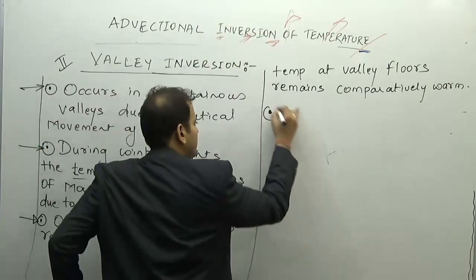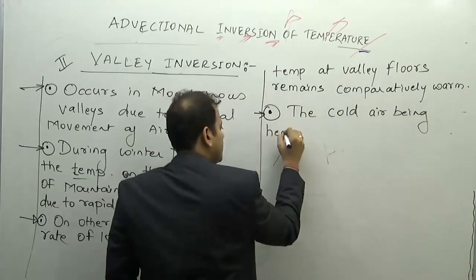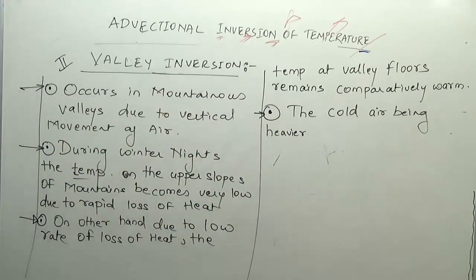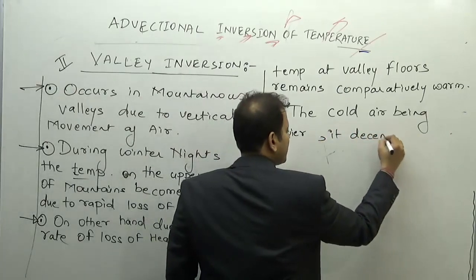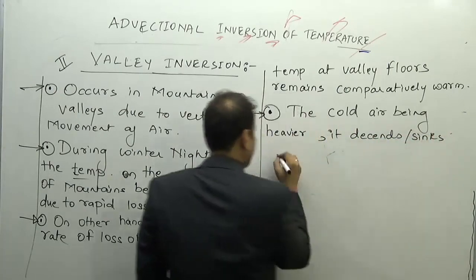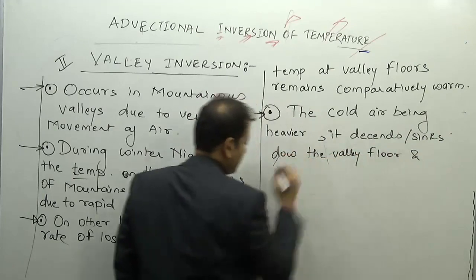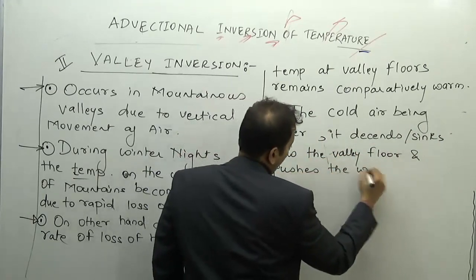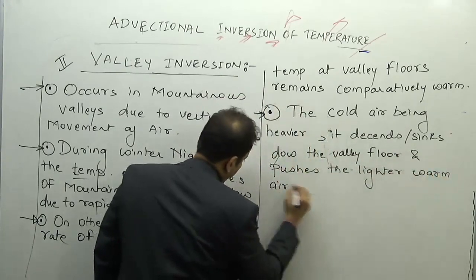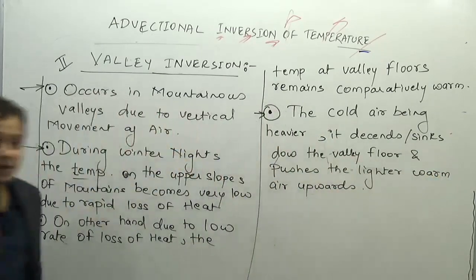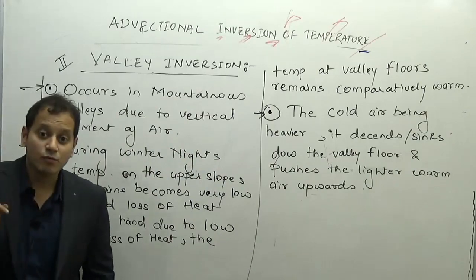The cold air being heavier, it sinks down or comes down, it descends to the valley floor and pushes the lighter warm air upwards.